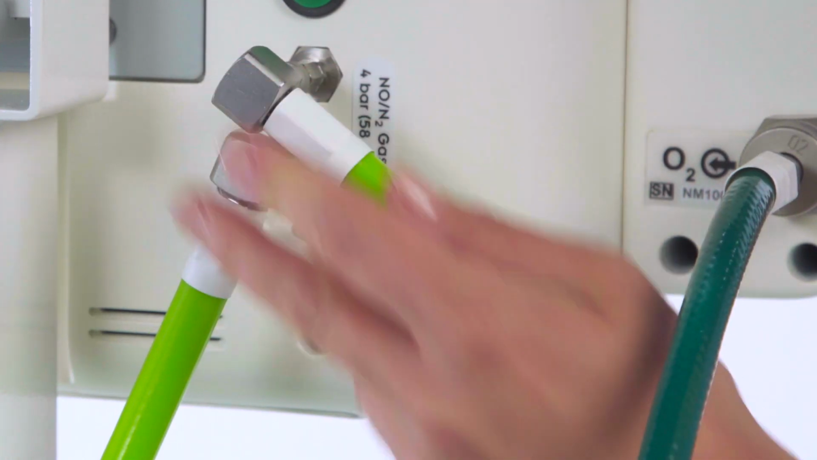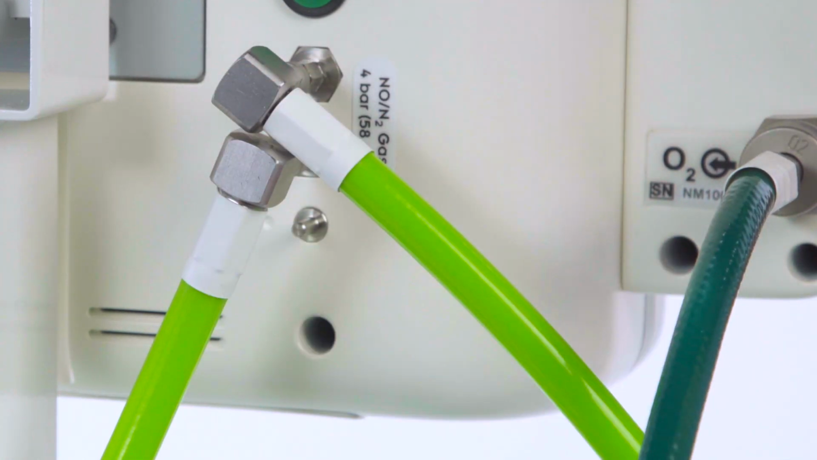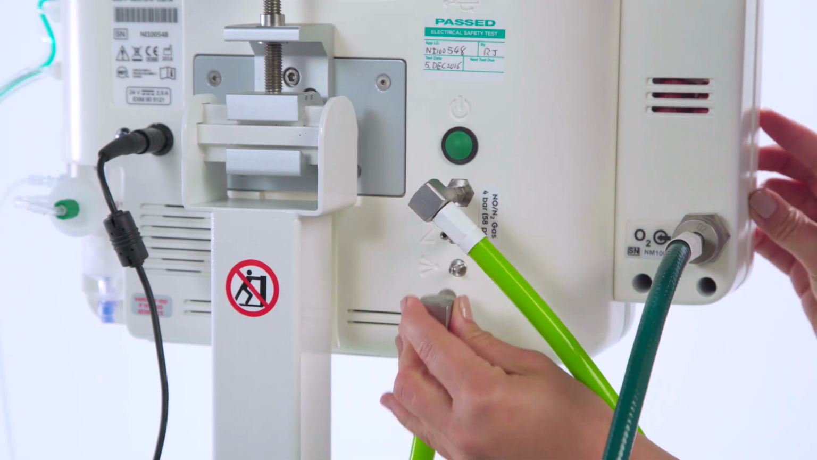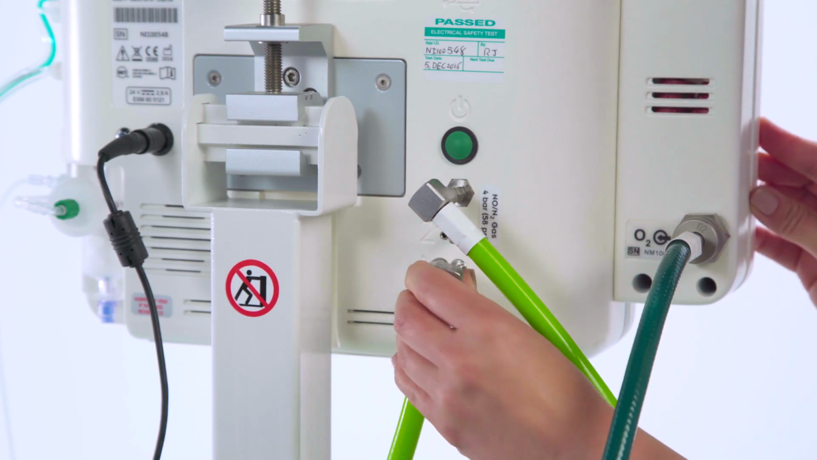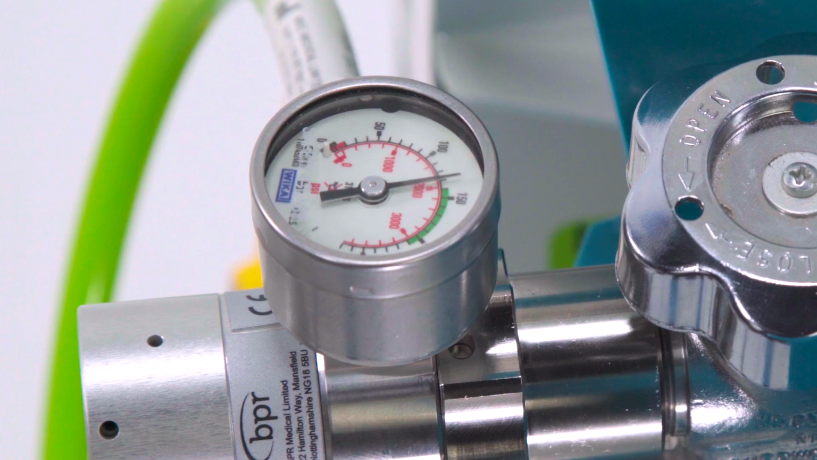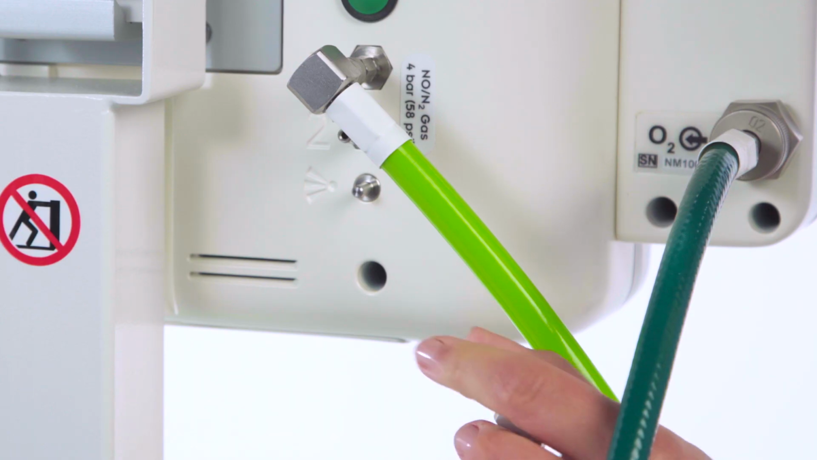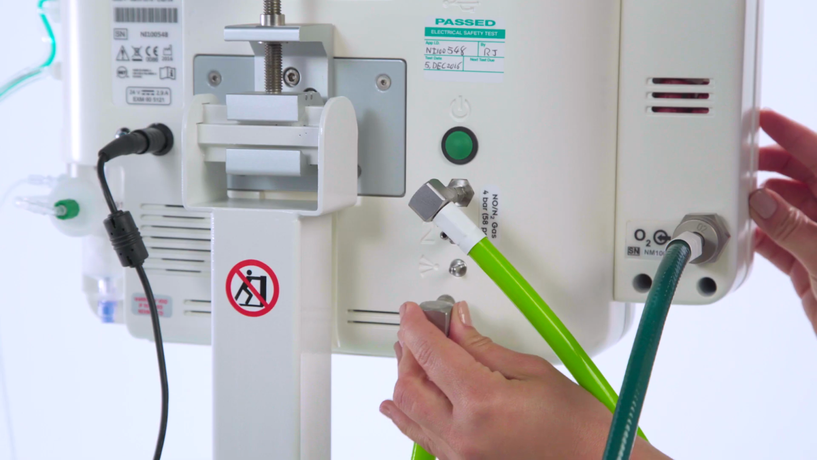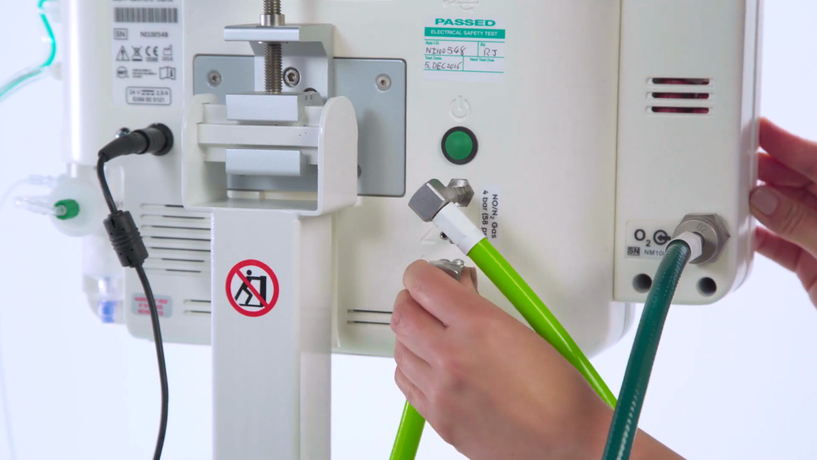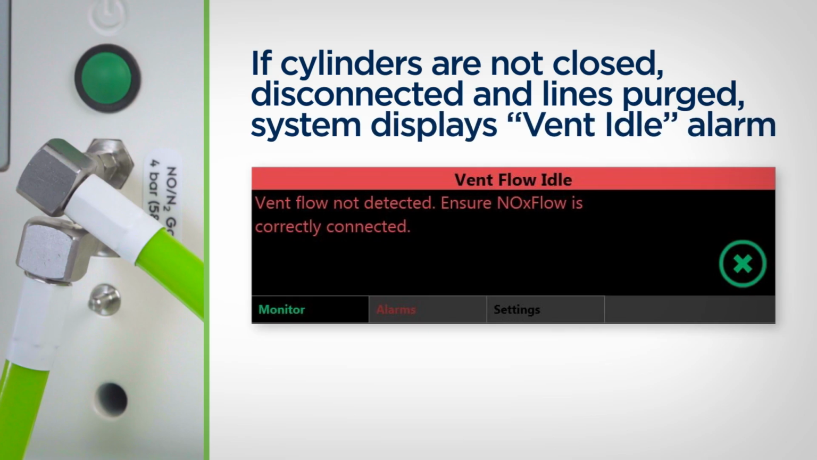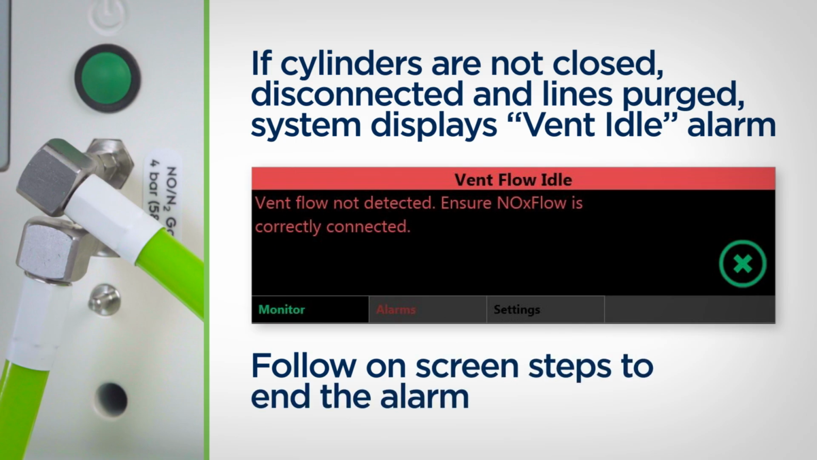you connect cylinder 1 to port 1 and cylinder 2 to port 2. This process reduces possible nitrogen dioxide formation during storage. If you don't see the gauge return to 0 when you purge and you can hear gas flowing, simply reset the valve by pulling the collar back until you hear a click and try to purge again. If the cylinders are not closed, disconnected, and the lines purged, the system will display a vent idle alarm. Follow the on-screen steps to end this alarm.